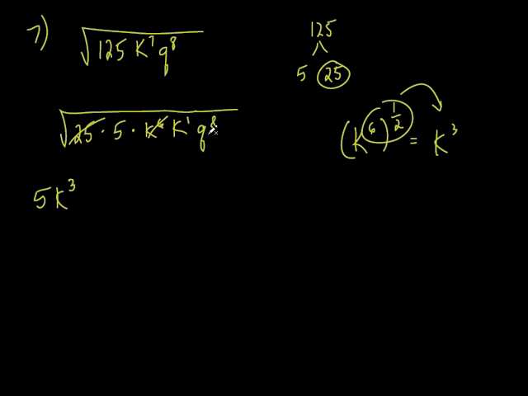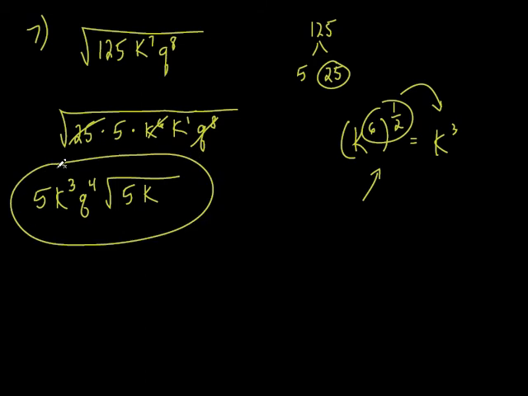The square root of q to the 8th? Q to the 4th, that's right. Again, we just take half of the exponent. And why do we take half of the exponent? Because of this thing right here. All right, so that's all the stuff we took out of the square roots. Now we got to figure out what's left inside of the square root. Well, we got a 5 and we got a k. So I just put it right there. And that's it.